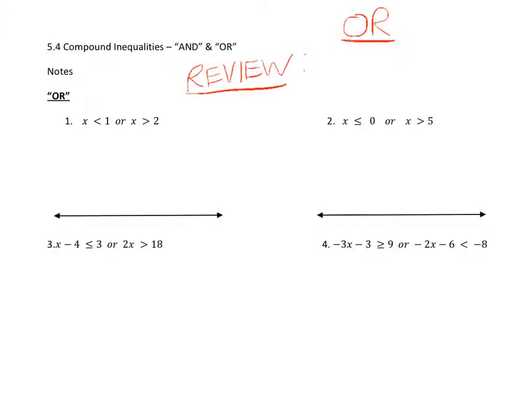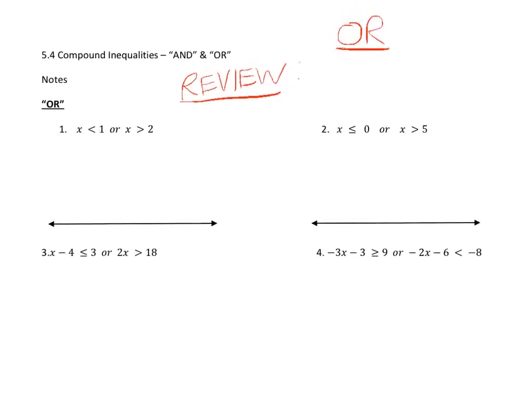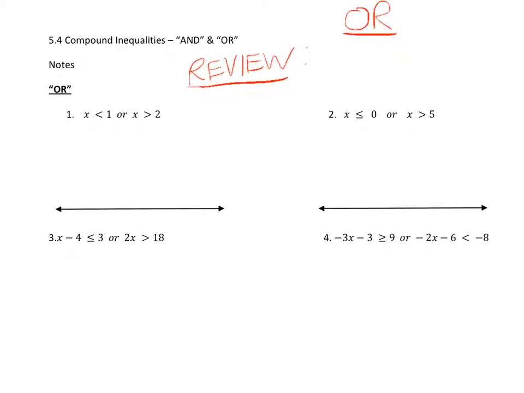Alright, this is the second video that's going to finish up section 5.4. The last video, which I call the old school video, that's the one when I was sliding the whiteboards across. We did inequalities using the word or, and I'm going to review that. This is what we're going to do today. I'm going to change the word to and, and there's going to be a big difference, okay?